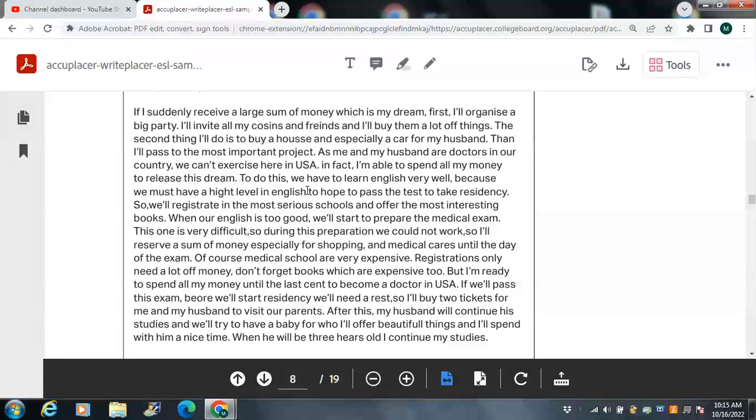In fact, I'm able to spend all my money to release this dream. Okay, excellent use of a transition word, in this case, more than one. In fact, and you could argue almost like a conjunctive adverb. They just forgot the capitalization, but they used the comma correctly. Then they have a simple sentence. But here's the catch, writers. And again, the contraction: in fact, I am able to spend all my money to release this dream.